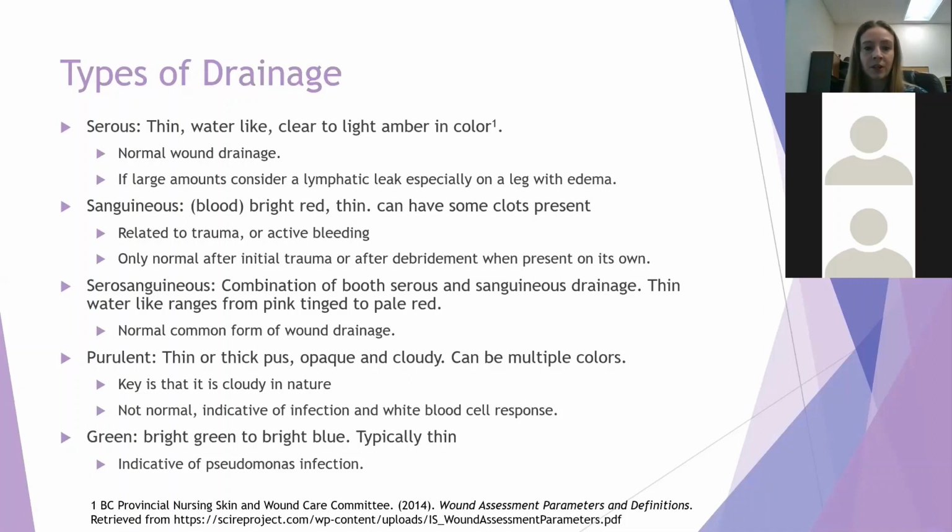Sanguinous is blood, bright red, thin, and sometimes can have clots present. It's related to trauma or active bleeding. It's only normal after initial trauma or after debridement when present on its own.